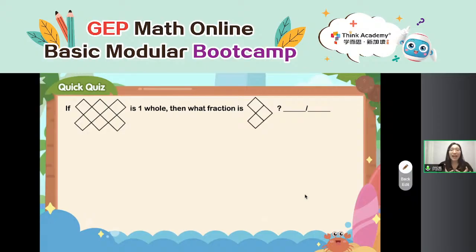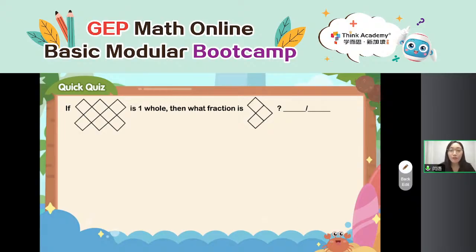Okay, now you see I show you a shape. If I just take this shape as one whole, then what is the fraction of 1, 2, 3 rectangles? Could you please tell me what is the fraction here? What is the fraction here? Oh, 1? Is it still 1? Look, if the whole thing is one whole, so what is the fraction of 3 squares? What is the fraction here?